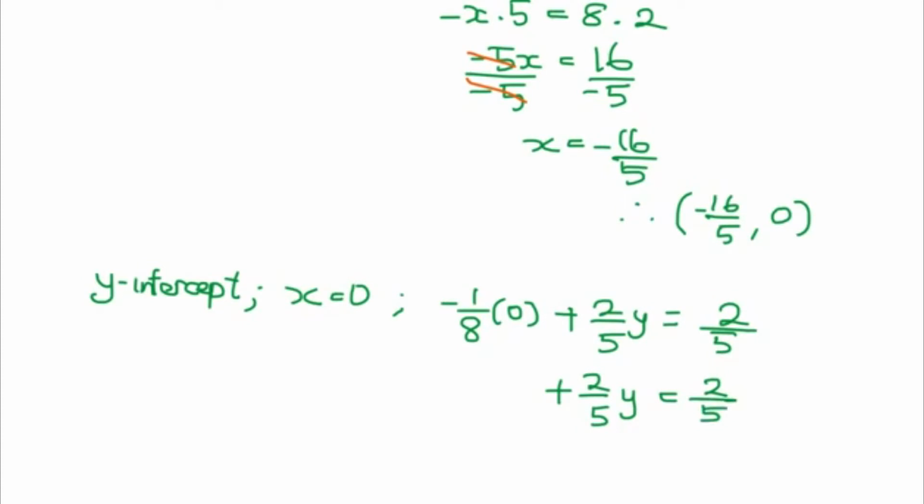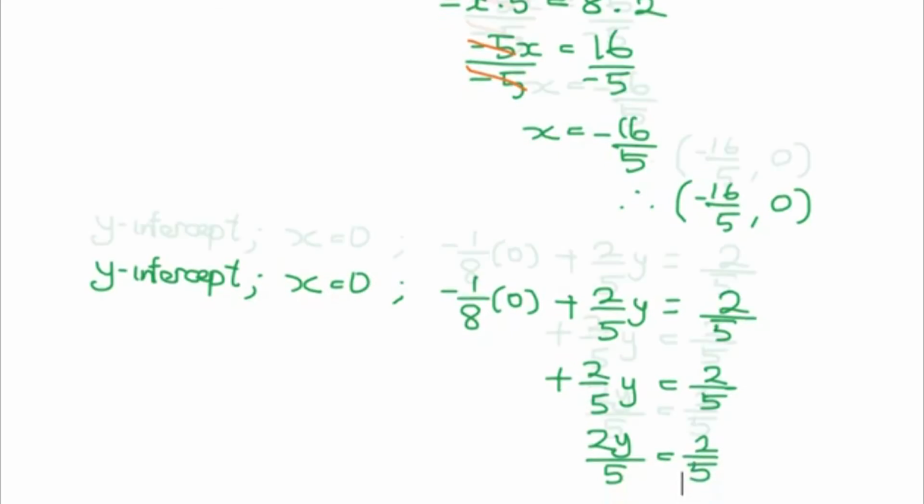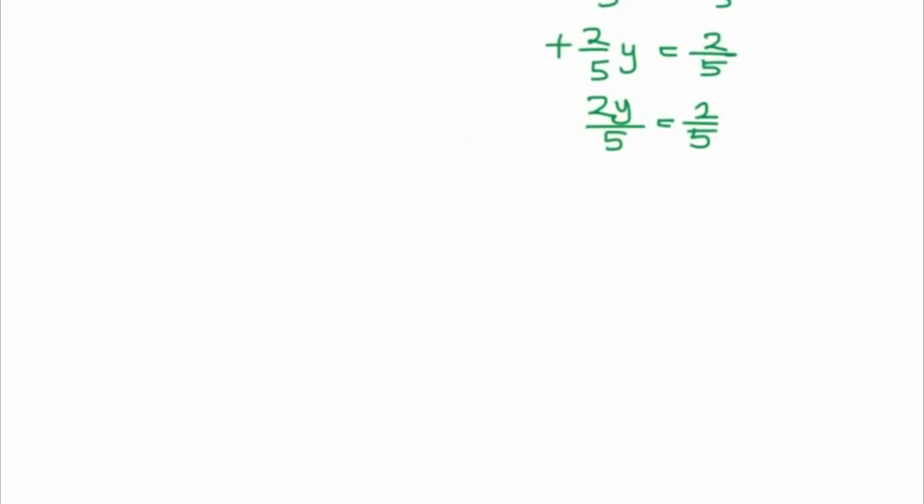We know that y is the numerator. It's like saying y over 1, but this time you're multiplying it by 2 over 5, which means that it is going to be 2 times y over 5 is equal to 2 over 5. So in here, what we do as always is to cross multiply in order for us to find the y. Once we cross multiply, we turn our fractions on both sides into non-fractions, and what we have as a result is 2y times 5 is equal to 2 times 5.